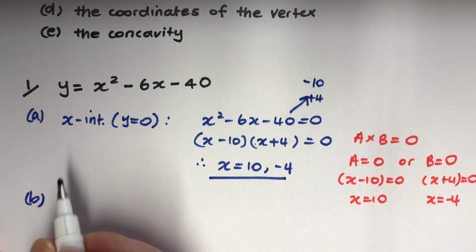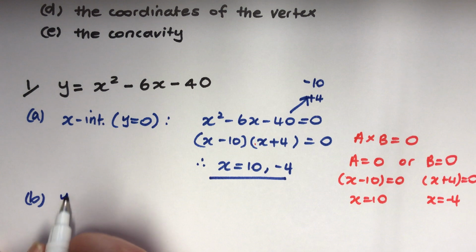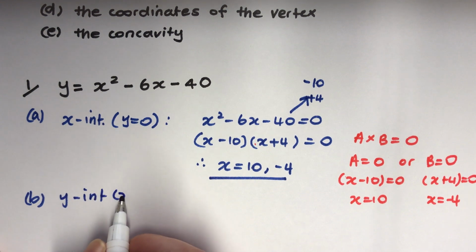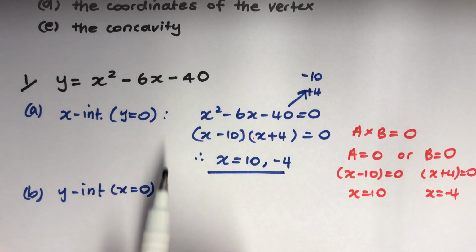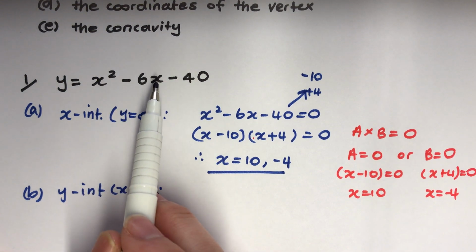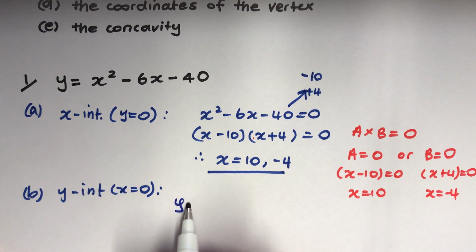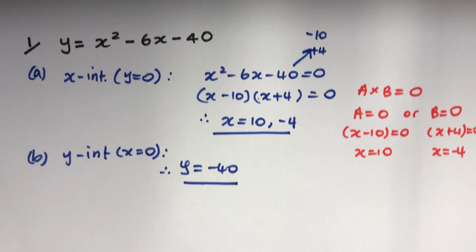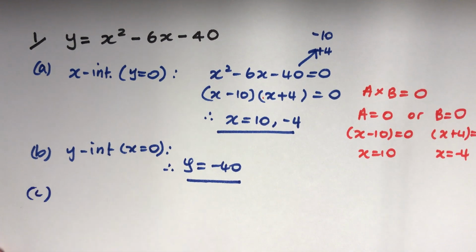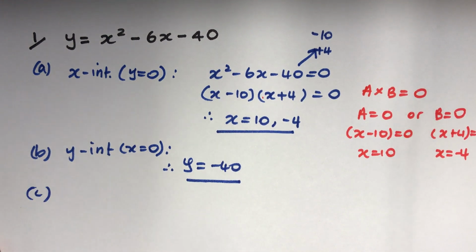Now b, we need to find the y-intercept when x equals 0. Now guys, remember what the intercept means, okay? X-intercept, y equals 0; y-intercept, x equals 0. So this is easy really, because the x value is 0, so it's going to be y equals minus 40. So that's my y-intercept.